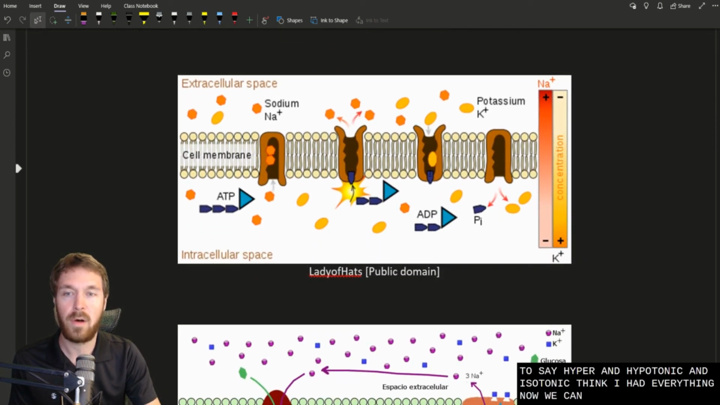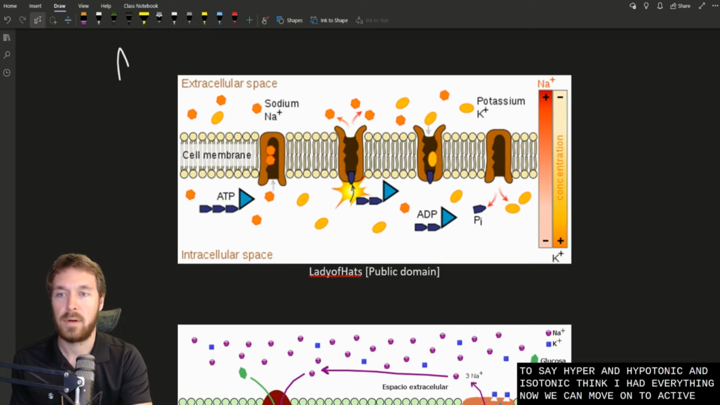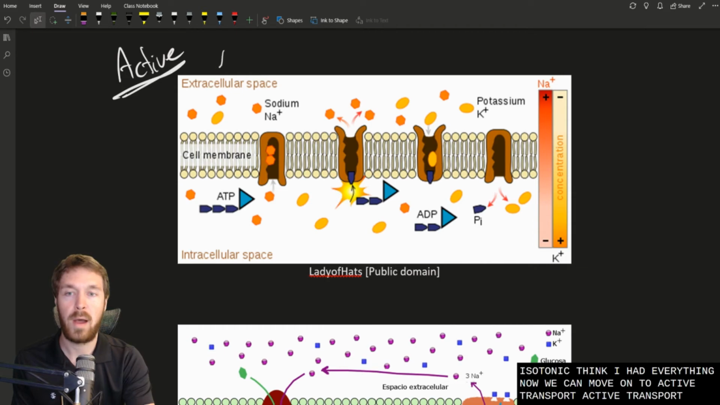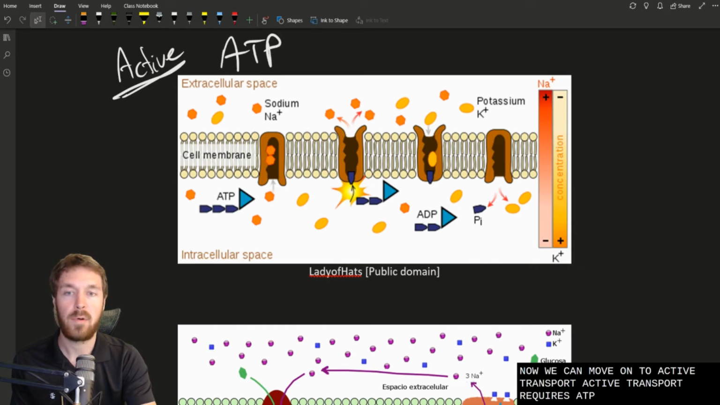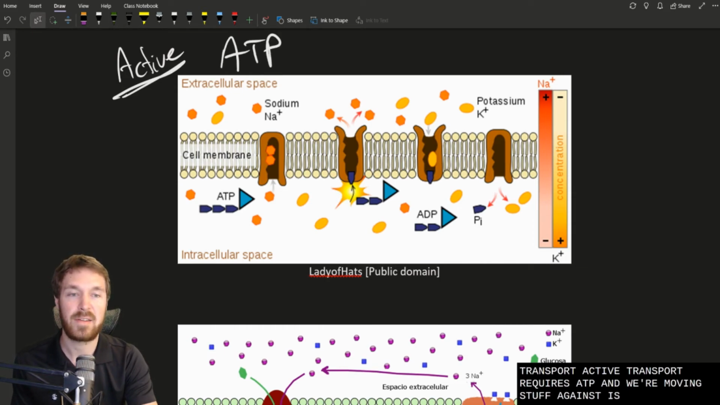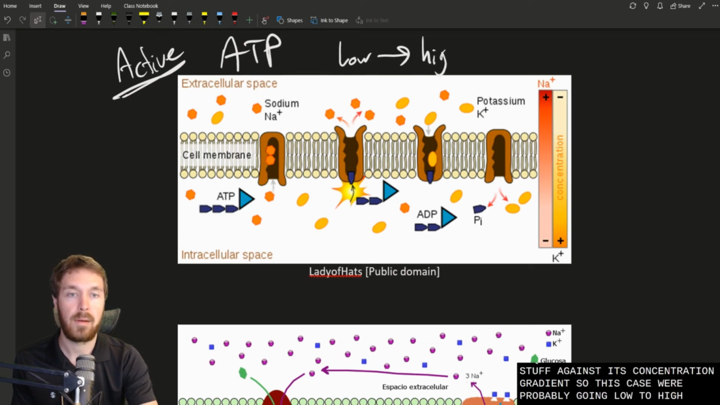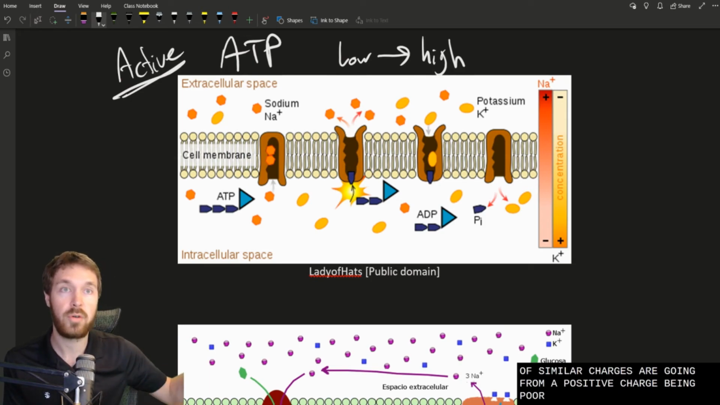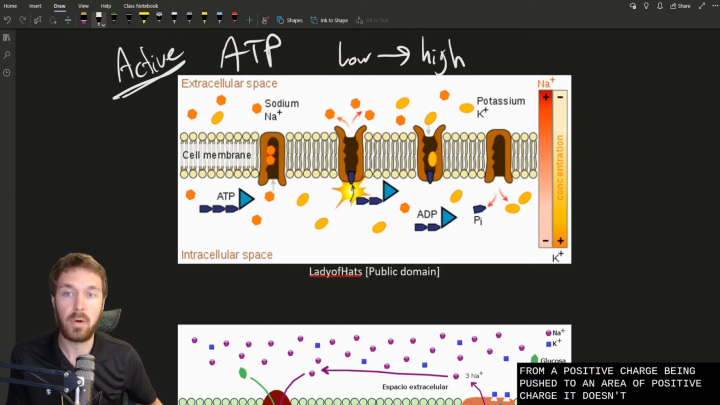Now we can move on to active transport. Active transport requires ATP, and we're moving stuff against its concentration gradient. So in this case, we're probably going low to high. Or it could be going to an area of similar charge, so a positive charge being pushed to an area of positive charge. It doesn't want to go there. It wants to go away from it.